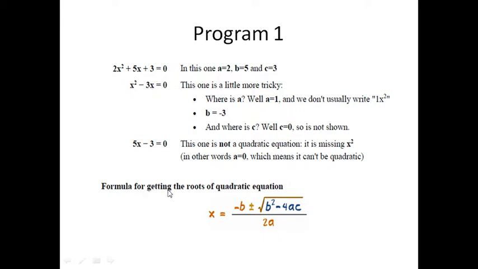Now the formula for getting roots of the quadratic equation. The roots of the quadratic equation are x is equal to minus b plus or minus root of b square minus 4ac, divided by 2a. You can see minus b, and this b value is 5. So minus b plus or minus root of b square minus 4ac divided by 2a. Let's understand this in depth.